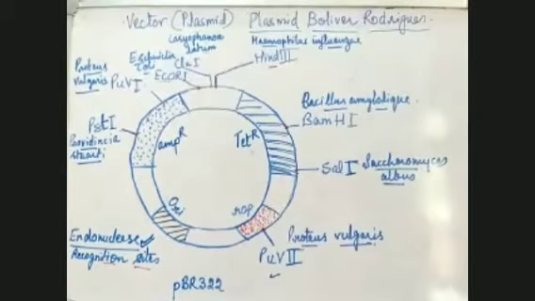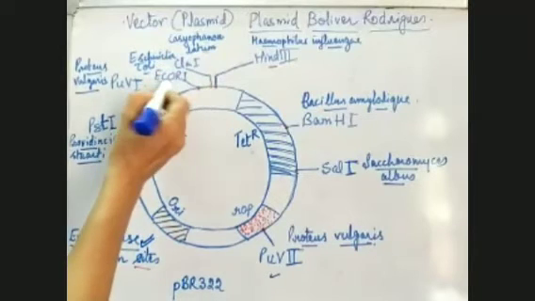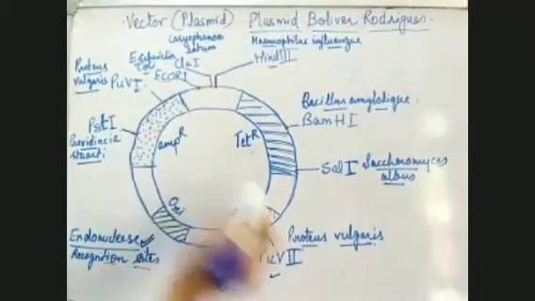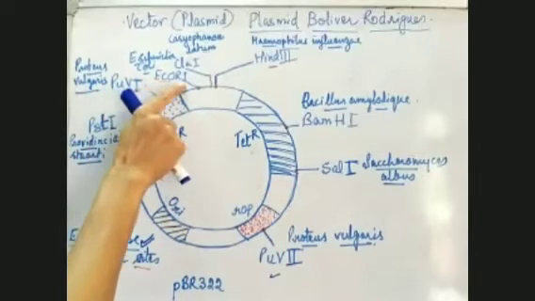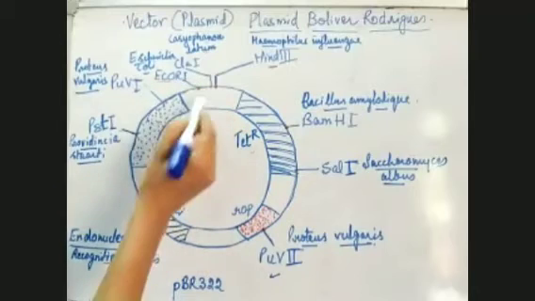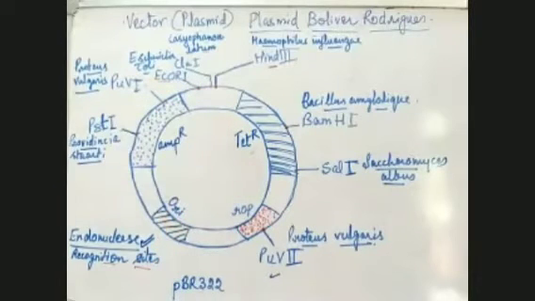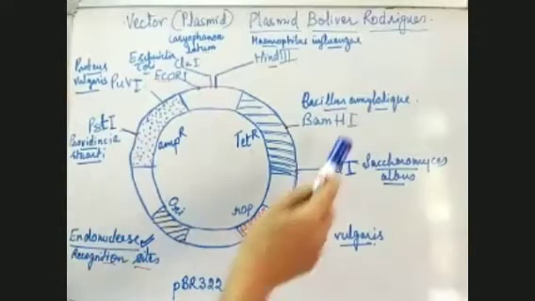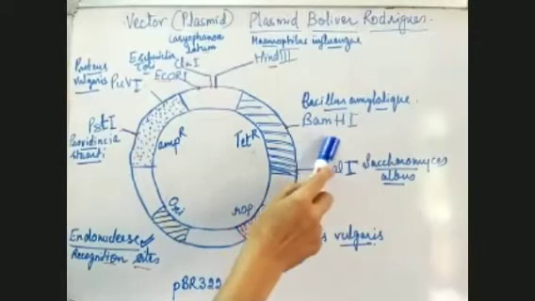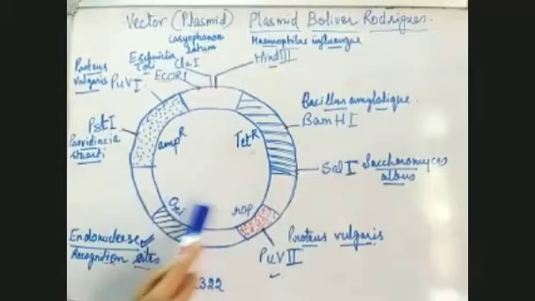It's not that E. coli EcoRI can make a cut here. It cannot make any cut here. EcoRI can cut the plasmid only here. Only at this site it can cut. If we talk about Bacillus amyloliquefaciens, BamH1, it can cut the plasmid only here.